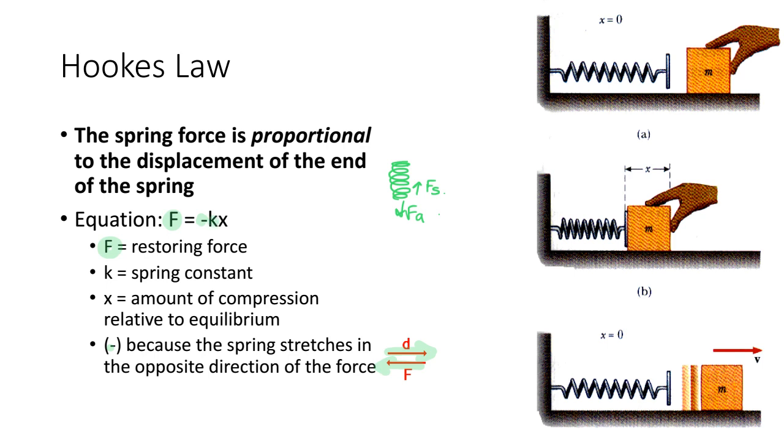The letter k right here is referring to the spring constant. The spring constant is what you might consider to be the springiness or stiffness of the spring. If you have a large k, that means it's a really stiff spring. If you have a small k, that means it's a squishable spring. The letter x right here is referring to the amount of compression, so that's this right here, the distance that you compress it or extend from equilibrium.